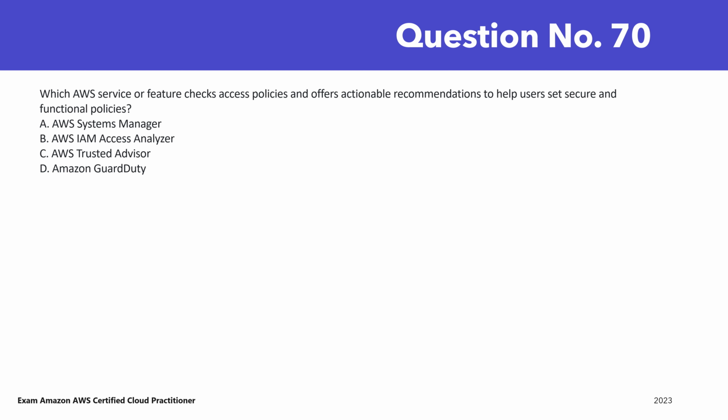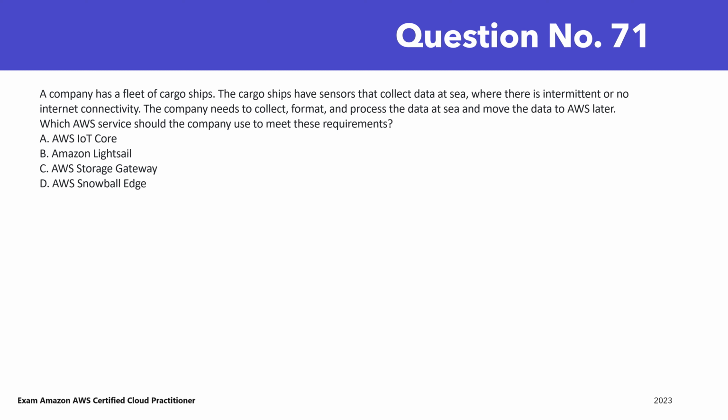Which AWS service or feature checks access policies and offers actionable recommendations to help users set secure and functional policies? A. AWS Systems Manager. B. AWS IAM Access Analyzer. C. AWS Trusted Advisor. D. Amazon GuardDuty. Correct answer, B.